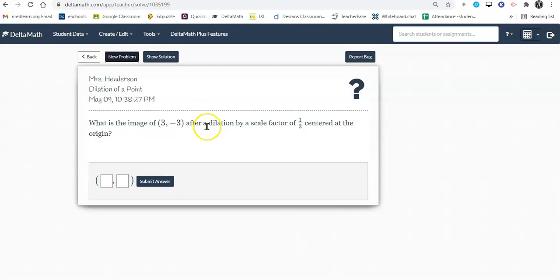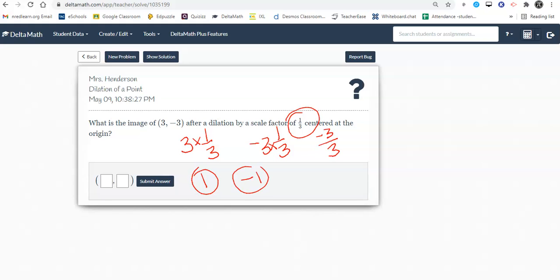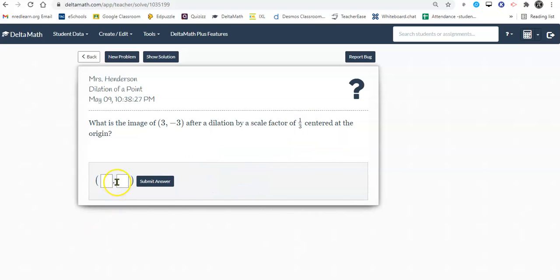That's it. Sometimes you'll multiply by a whole number because you're getting bigger, and sometimes you'll multiply by a fraction because your point is getting smaller. So you simply multiply 3 times 1/3 and negative 3 times 1/3. So multiplying 3 times 1 is 3. 3 divided by 3 is 1. Negative 3 times 1 is negative 3. Negative 3 divided by 3 is negative 1. So our new ordered pair will be 1, negative 1.